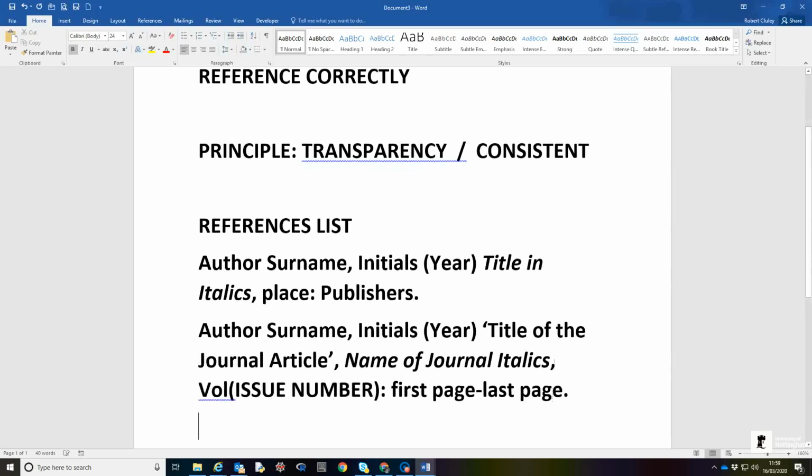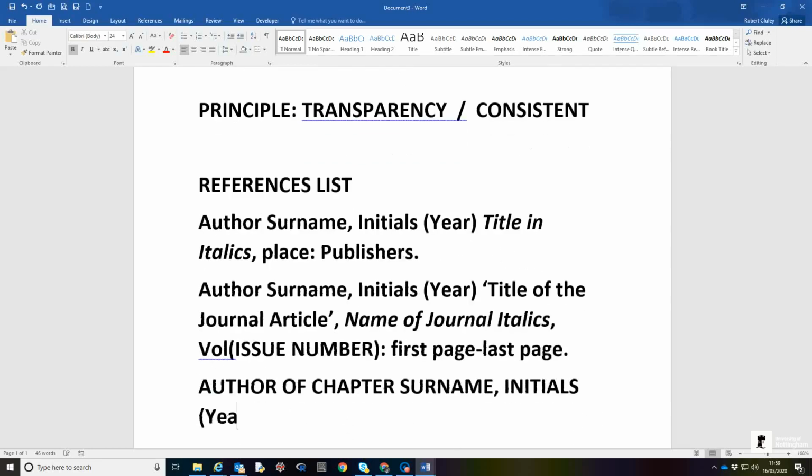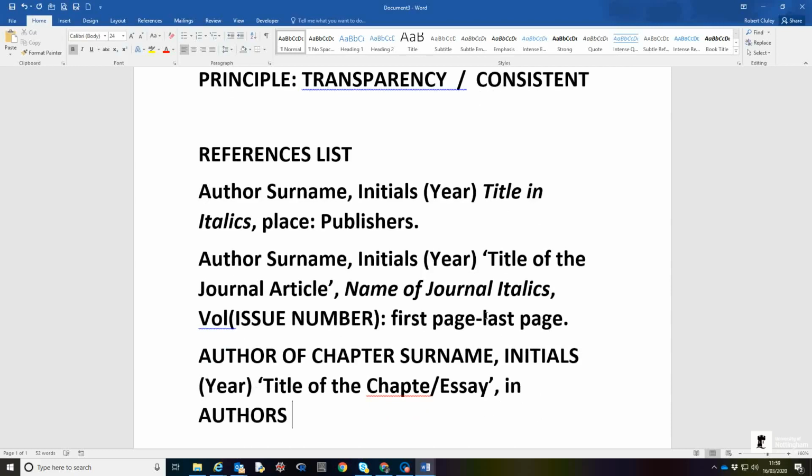You don't need to put like the editor's name or anything like that. The only time you need to include that kind of stuff is if it's a chapter written in a book that has its own authors. So then you would put author of chapter, surname, initials, then you put the year that it was published, the title of the chapter or essay, and then sometimes you put in authors or editors of the book.